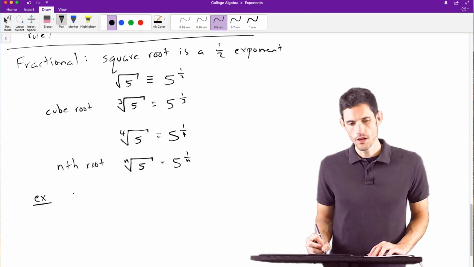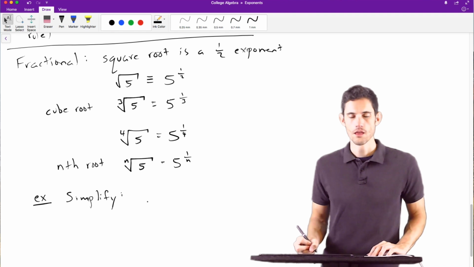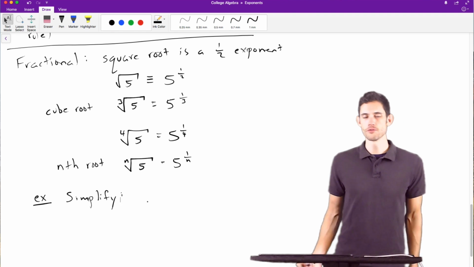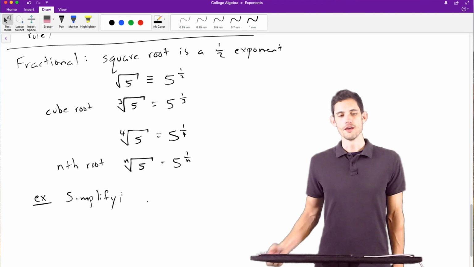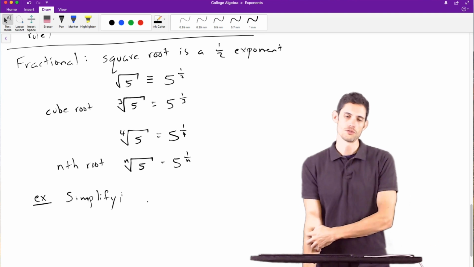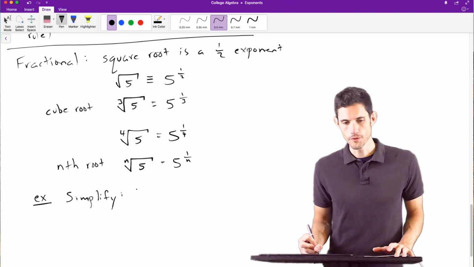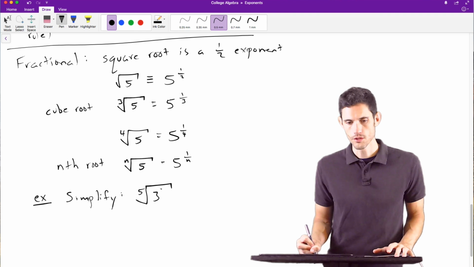So if I ask you to simplify, and your teacher might have a different definition of the word simplify. In my book, it just means write it with the fewest symbols possible. That's how I think of it. So if I say simplify the 5th root of 3 to the power 7.